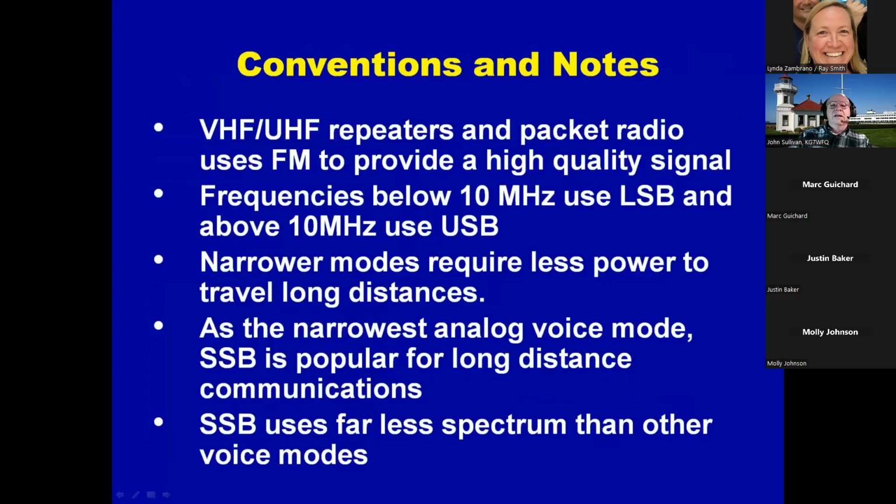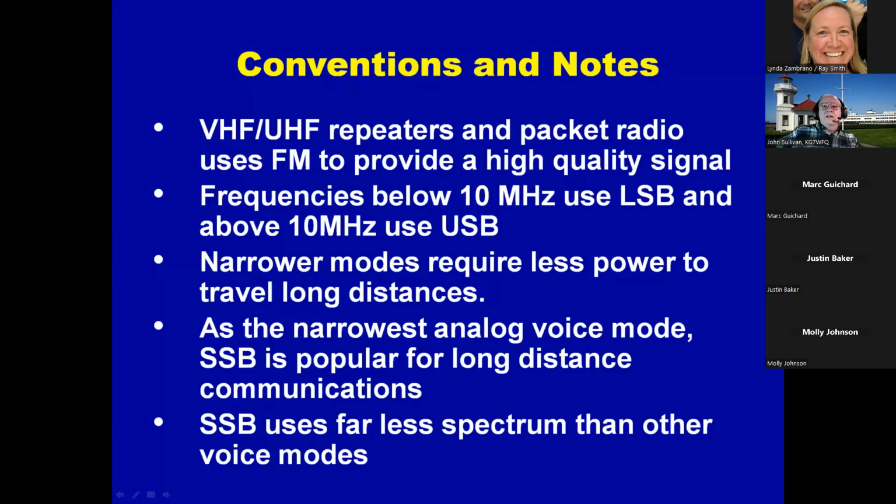Okay, conventions. UHF and VHF repeaters and packet radio use FM. Remember, I mentioned it's a higher quality signal. Frequencies below 10 megahertz, this is talking about HF, use lower sideband, and frequencies above 10 megahertz use upper sideband. There's no really good reason why. It's just historically what people did, and so that's what you will find.